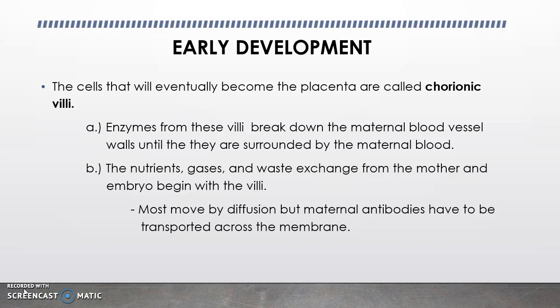The cells that will eventually become the placenta are called the chorionic villi. Enzymes from these villi break down the maternal blood vessel walls until they are surrounded by the maternal blood. Nutrients, gases, and waste exchange between the mother and the embryo begin with the villi. Most of these move by diffusion, but the maternal antibodies that are important to the fetus have to be transported across the membrane.